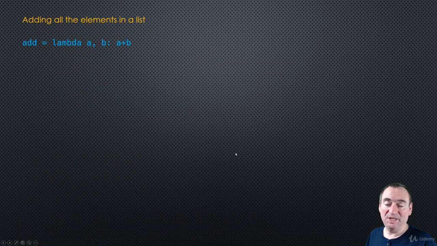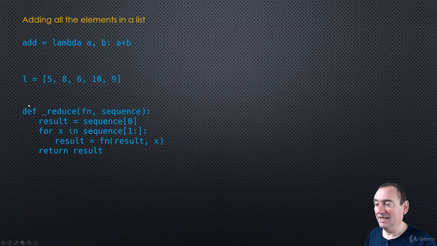What about adding all the elements? We can also reduce by adding all the elements in a sequence, or in an iterable in general. Well, we just need to define a lambda, a function that basically adds its 2 arguments. So let's do that, and let's apply it to L. And let's run this code, and let's see what's happening, right?